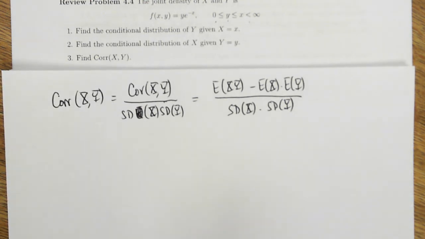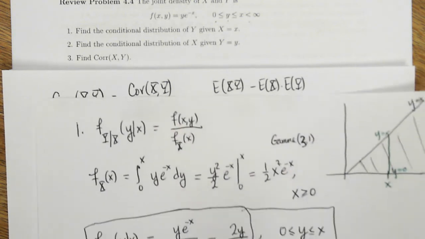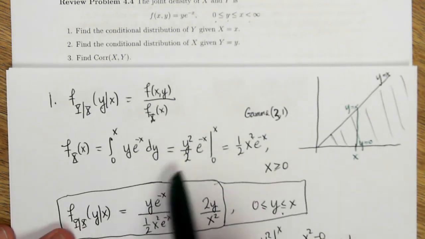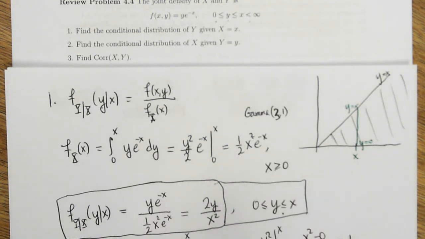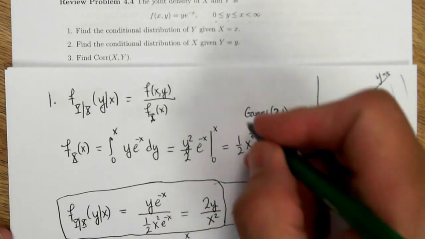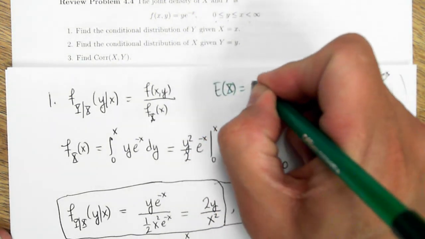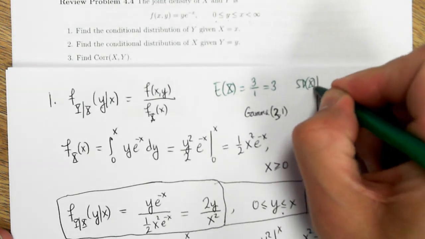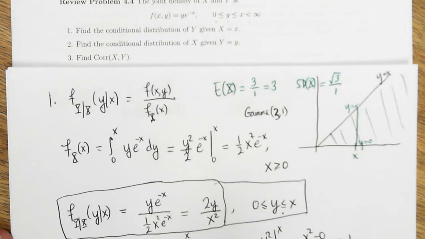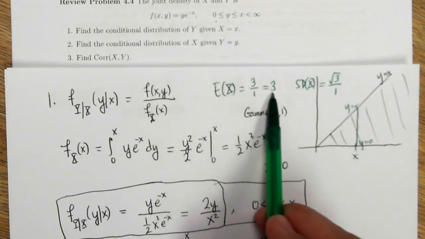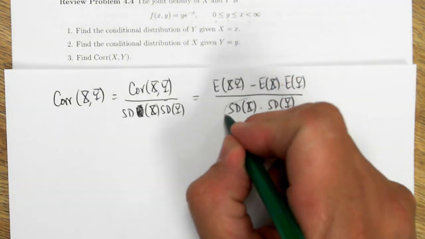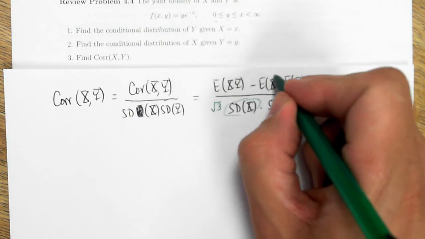Now the good news is that a lot of this I already have, and so there's no need to reinvent the wheel. First off, if I take a look back at my previous work, this was my distribution for x. I found that it was gamma with parameters 3 and 1/2. And therefore I know that the expected value of x is equal to r over lambda, and the standard deviation of x is equal to the square root of r over lambda. So the expected value of x is 3 and the standard deviation of x is square root of 3.